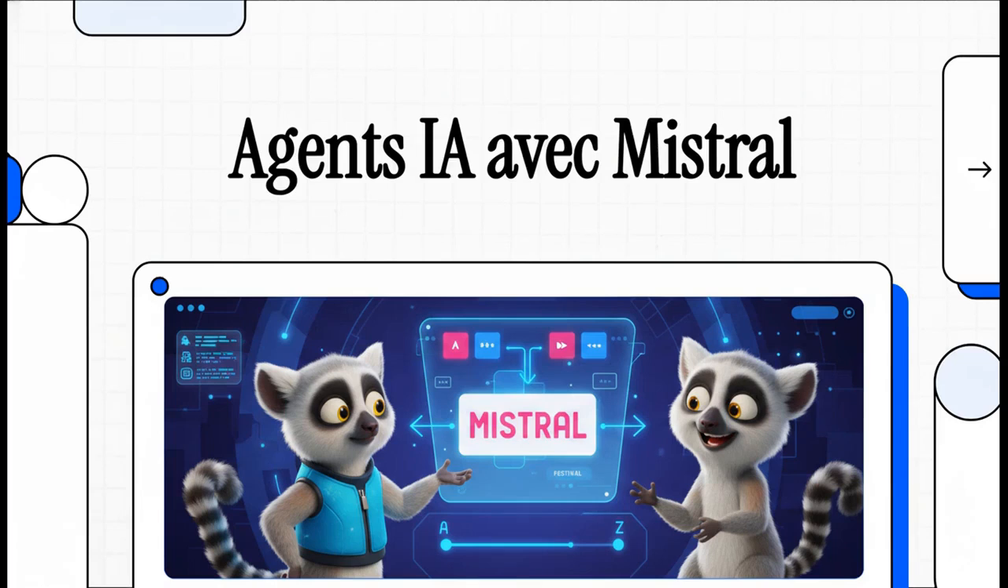Today, we're putting on our virtual lab coats and heading straight into our digital laboratory. We're joined by our two little lemurs to guide us, and our mission for today, believe me, is absolutely insane. We're going to learn how to build our own custom artificial intelligence agents from A to Z using the French technology Mistral. Let's get started.